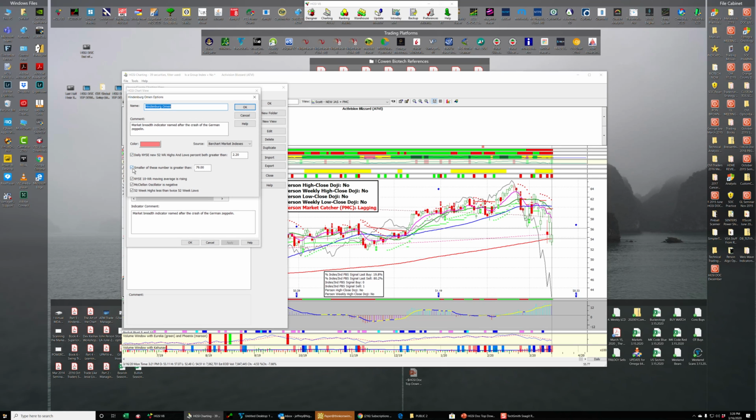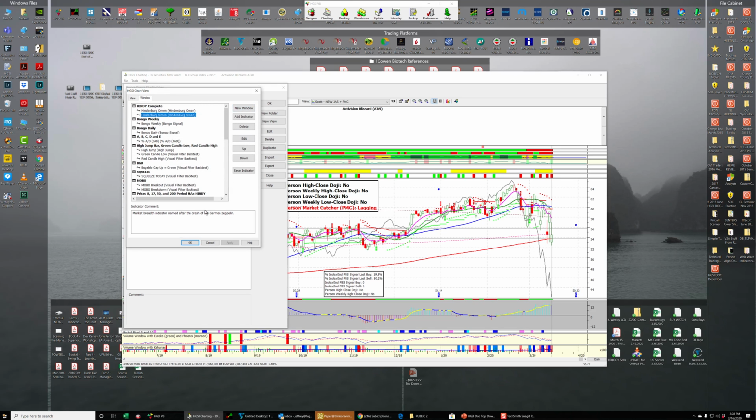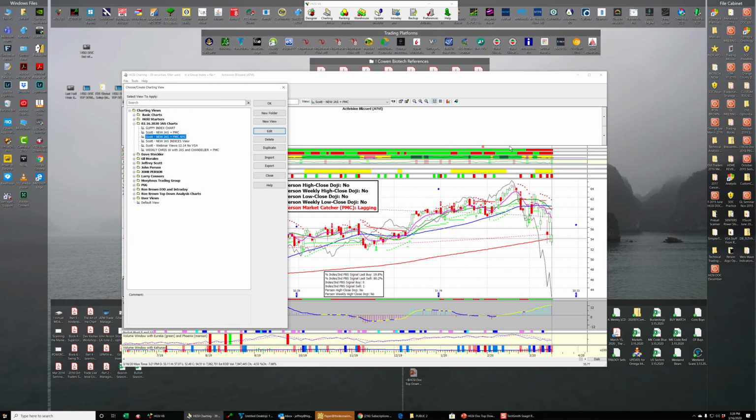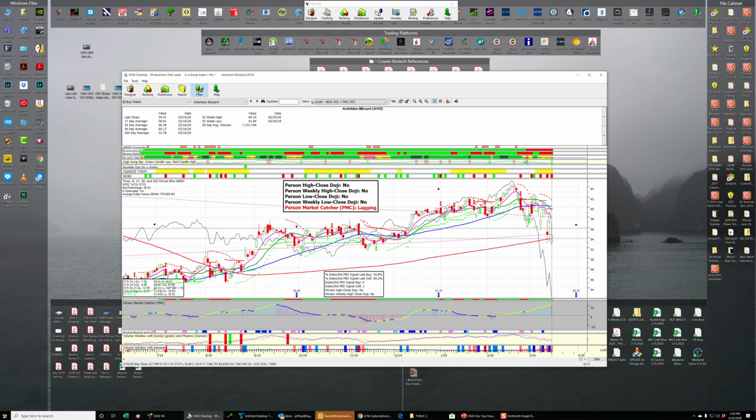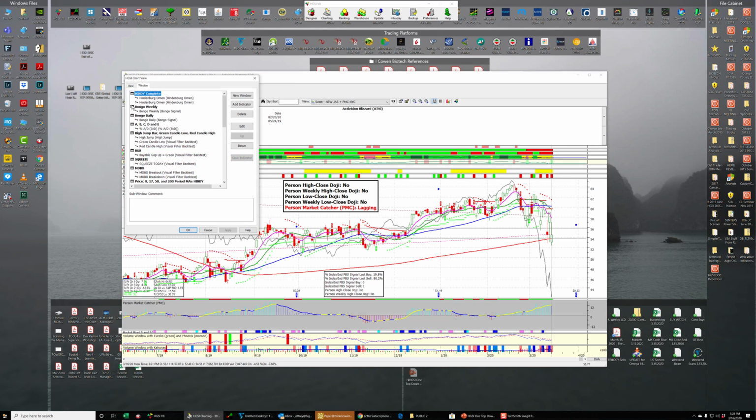And smaller groups, I'm going to uncheck that. And I want to show you the impact of that. Now watch the Hindenburg line. There's the missing Hindis.